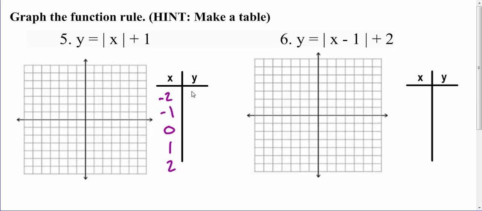So the absolute value of -2 is 2. Add 1 and you get 3. Absolute value of -1 is 1. When you add 1, you get 2. 0 plus 1 is 1. Absolute value of 1 plus 1 is 2.